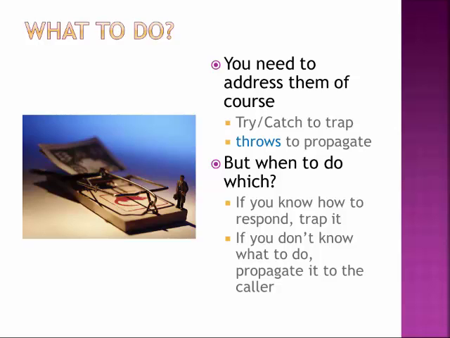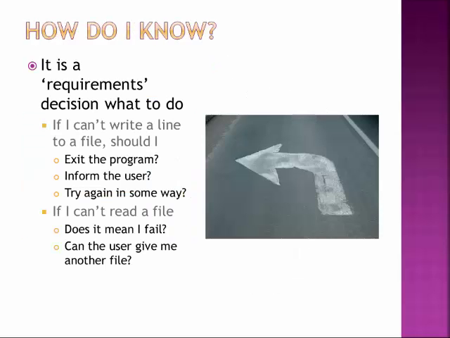But what are the types of things you can do, and how do I know what to do within the application? That becomes a really big question. And so the next part is deciding just that. It's really a requirements decision for the most part of what do I do when a file is not working. If I can't write a line to a file, what should happen?